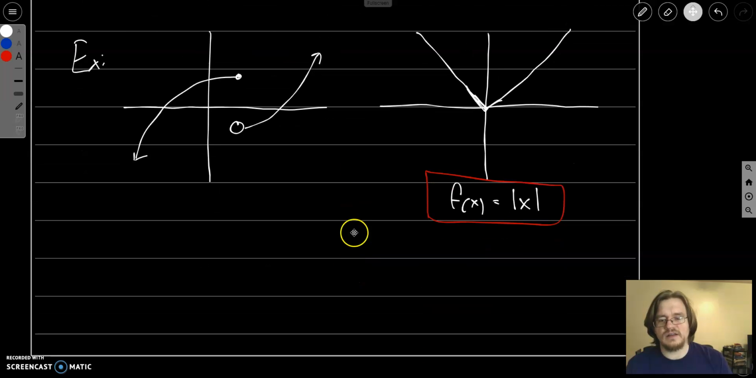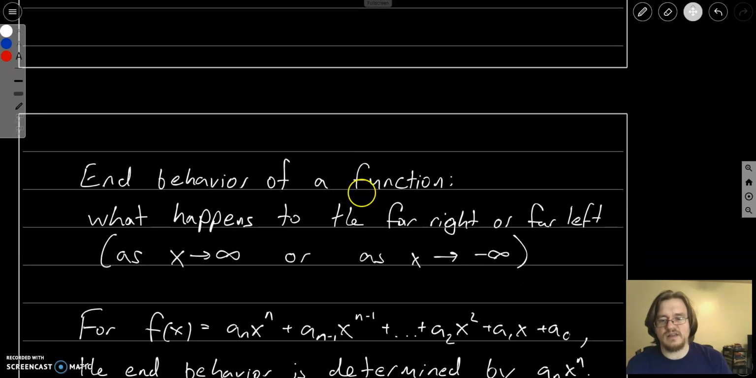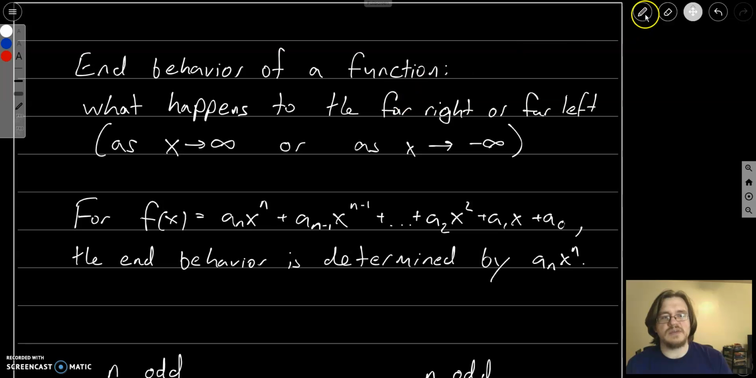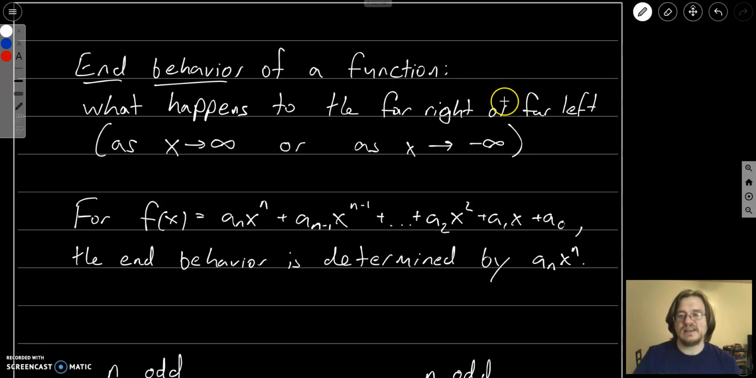So the other thing that we'll see in this video is going to be end behavior for functions. End behavior is what the function looks like at its ends, meaning what happens far to the right and far to the left. So if we let x get bigger and bigger as we move farther and farther right, the question is, what happens to the function? Does it go up? Does it go down? Does it stay constant? Does it go back and forth?